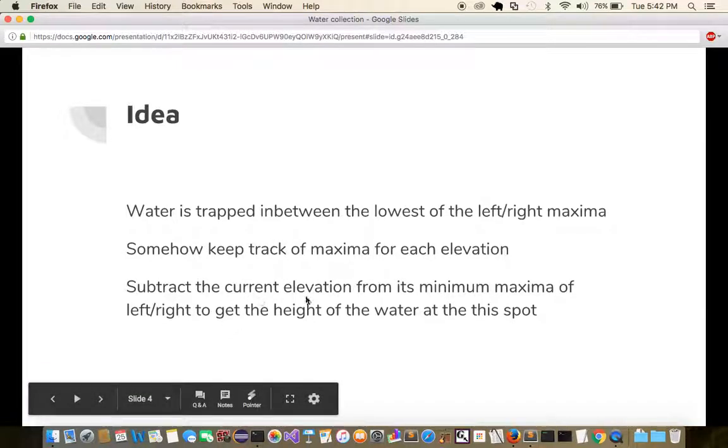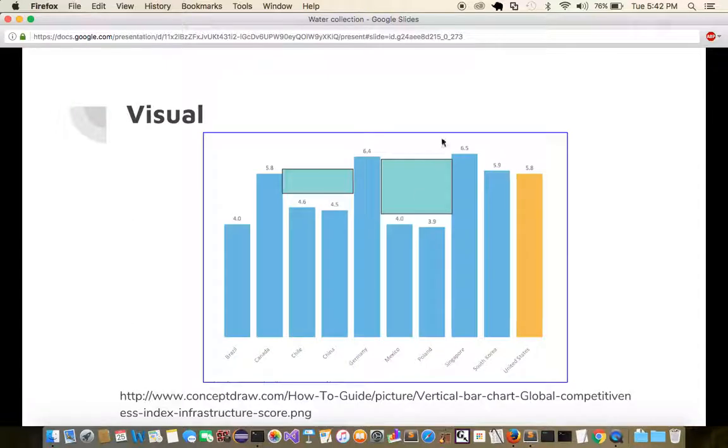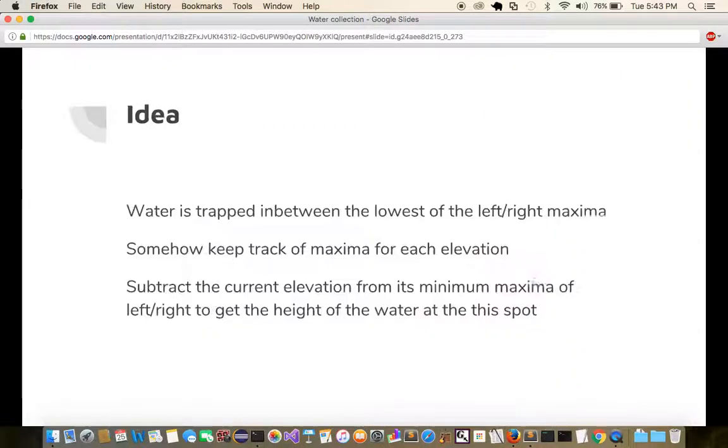The amount of water that's going to be collected, say for this spot right here, is the amount of water that we could fit for this certain block, which is the smallest maxima to its left and its right minus its current height. So in this case, the amount of water that we can trap from the 6.4 to the 4.0 block here would be about 2.4 units of water. Now that could be feet, meters, inches, or centimeters. It's whatever you want to envision it as, whatever makes it a little easier to understand.